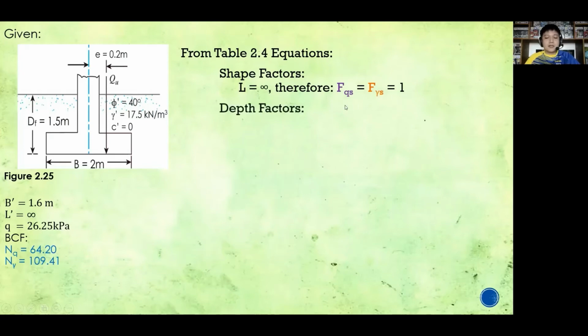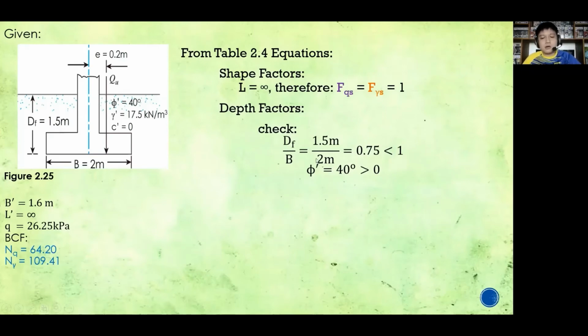So for the depth factors, comparing Df over B, for the depth factor, we will not alter our B and L, still same as B. Okay, so Df over B is 1.5 divided by the original B, that is 2, not 1.6. So it is 0.75, which is less than 1. Therefore, first group of equations, comparing phi prime, which is 40 degrees, that is greater than 0, which means that it is under the second cluster of equations.